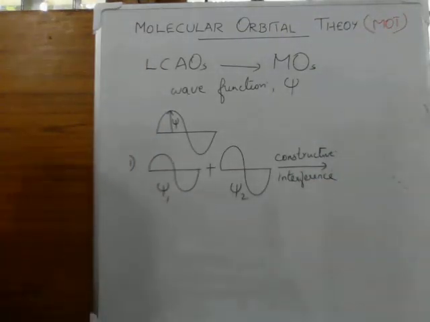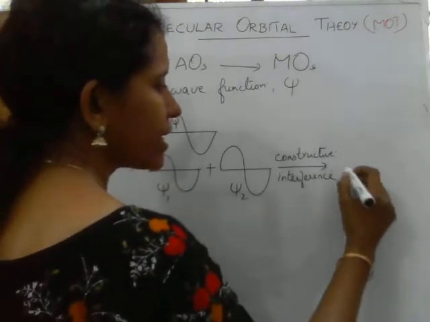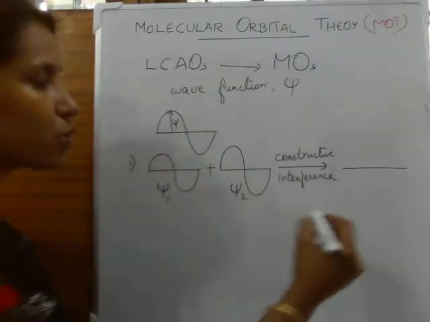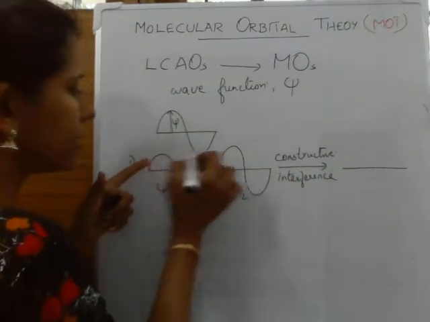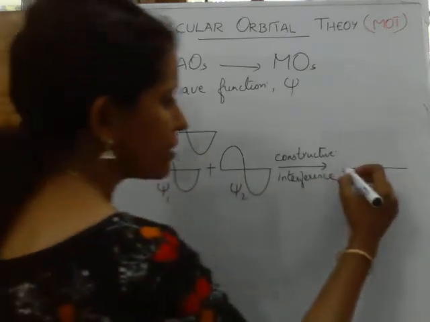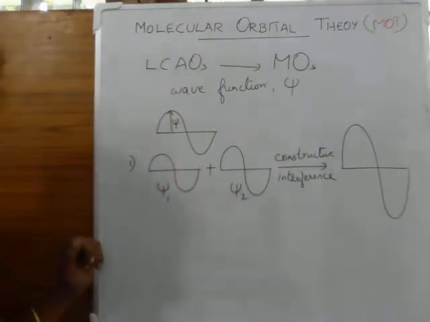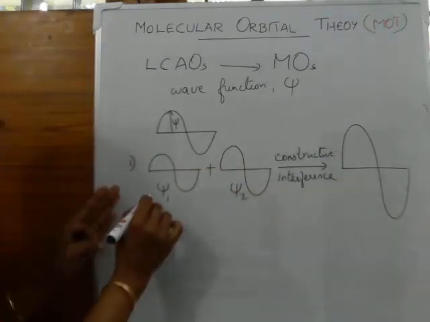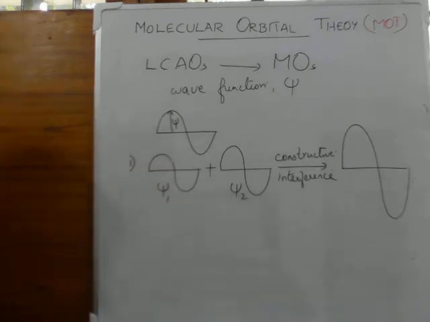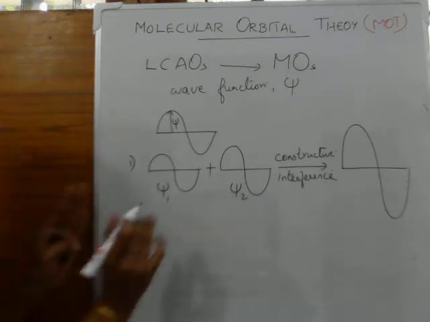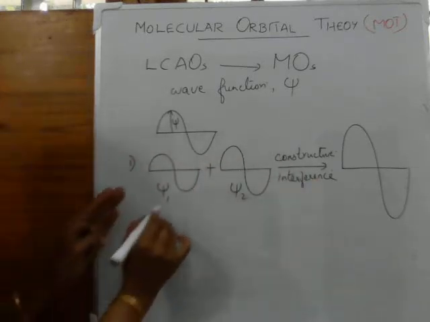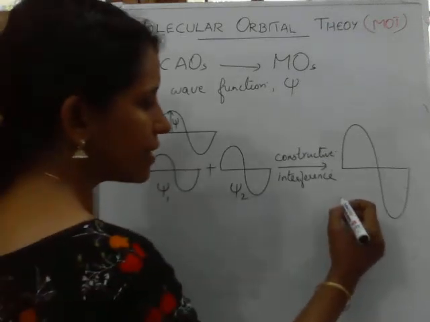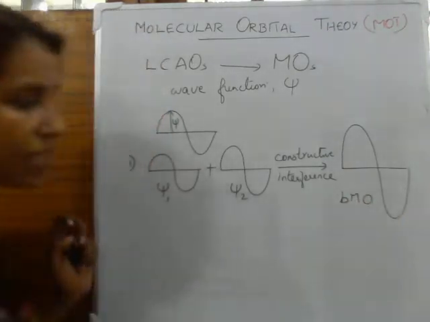This type of combination of electron waves results in these two waves reinforcing one another. When these two are added, the crests are added, the troughs are added. That means we get a larger one. The two waves are reinforced as a result of constructive interference, one exactly above the other. And this constructive interference between the electron waves results in bonding molecular orbital, which is having lower energy.